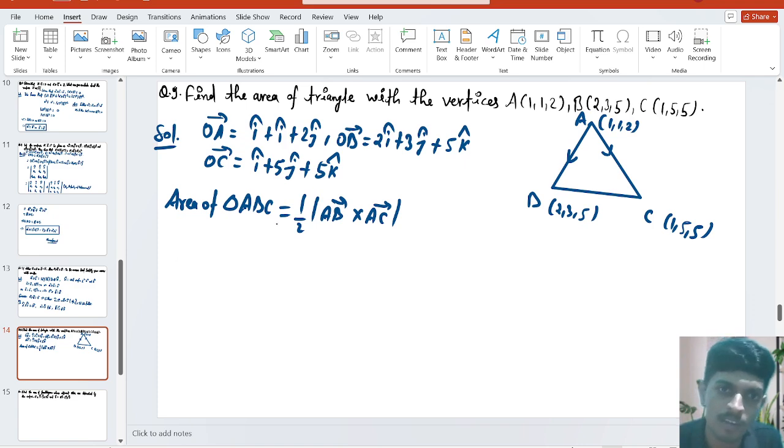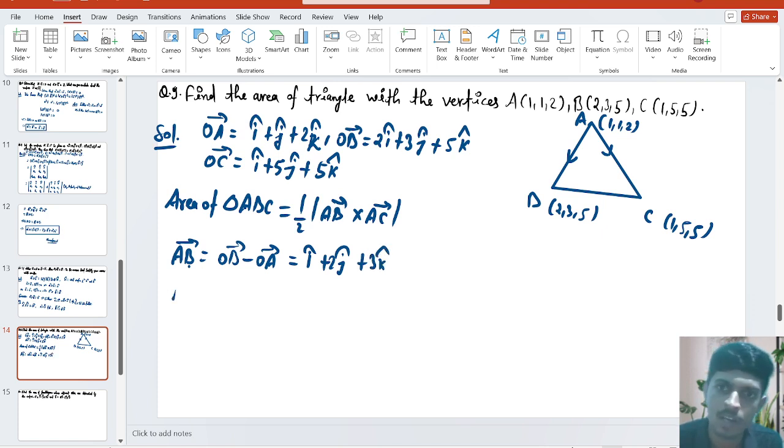So what is vector AB? Vector AB is vector OB minus vector OA. We first write OB minus OA: 2i cap minus i cap becomes i cap, 3j cap minus j cap becomes 2j cap, and 5k cap minus 2k cap is 3k cap.